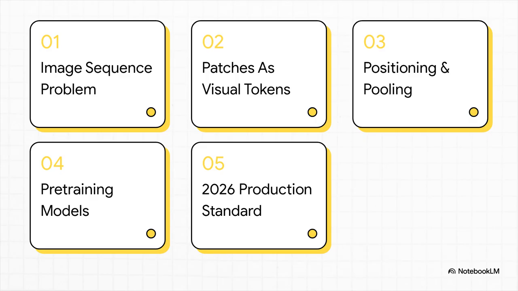So to figure out how we beat that massive sequence length bottleneck, here's our agenda for today. The image sequence problem, patches as visual tokens, positioning and pooling patches, pre-training vision models, and finally, we'll look at the 2026 production standard. Let's get right into it.